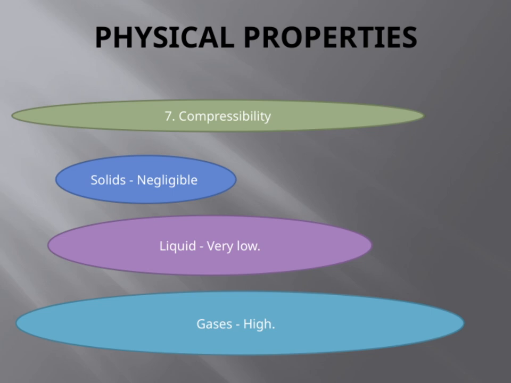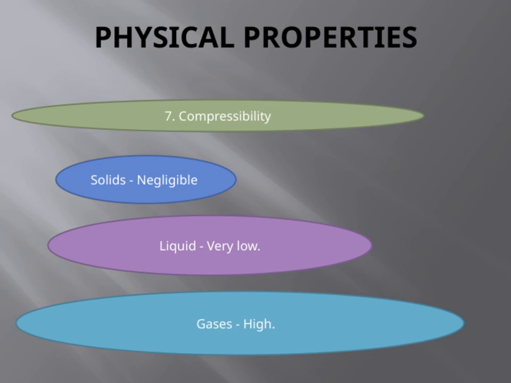Now, gases are a different story entirely. They have high compressibility because their particles are spread far apart, allowing their volume to be easily reduced when pressure is applied. Understanding these differences is important because it helps us grasp how different materials respond to pressure, a critical aspect in many applications. Solids resist compression, liquids resist it slightly, and gases can be compressed significantly.